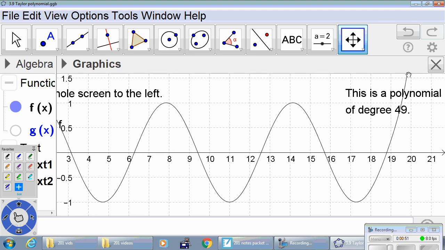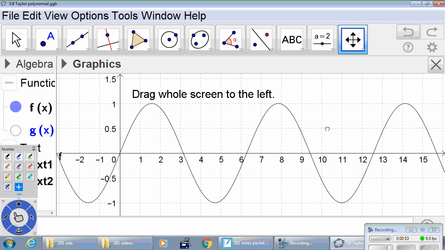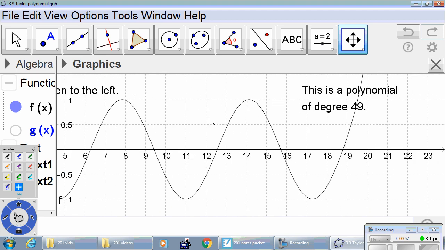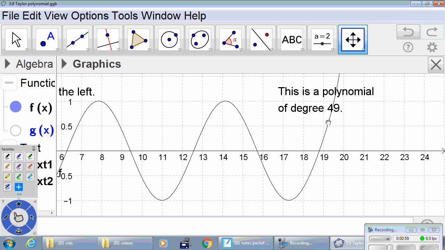This is decidedly not the sine function, although it does an awfully good job of approximating the sine function for a long time before it reveals its true nature. This is actually a polynomial of degree 49, not at all the sine function. I'll show you the equation for this polynomial, or at least part of it.